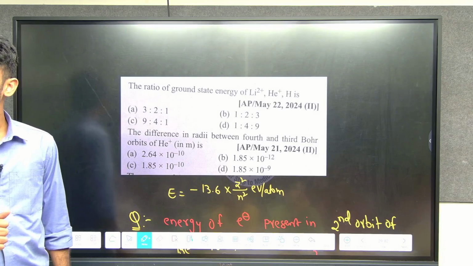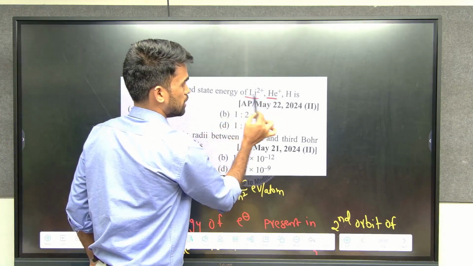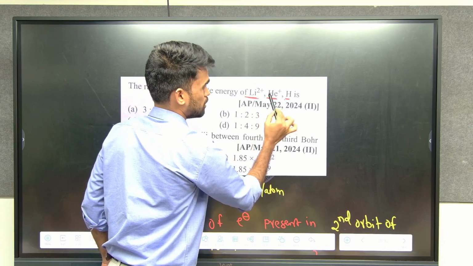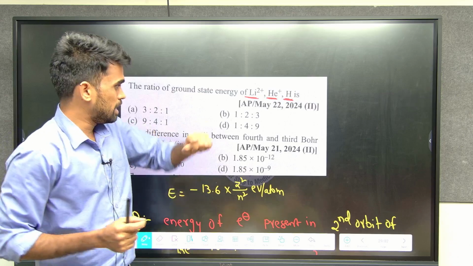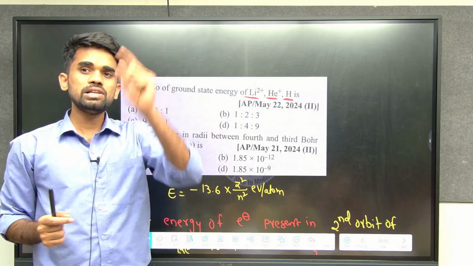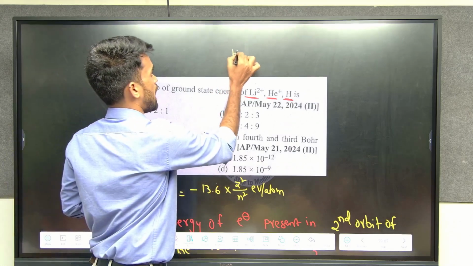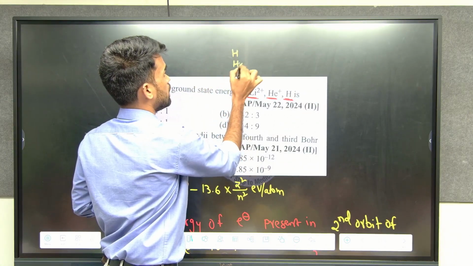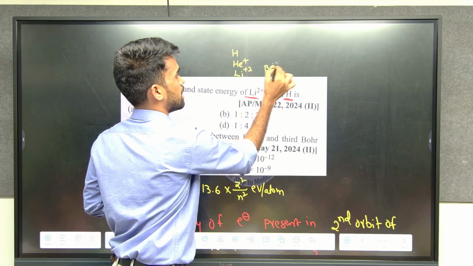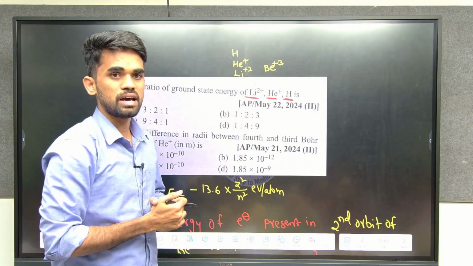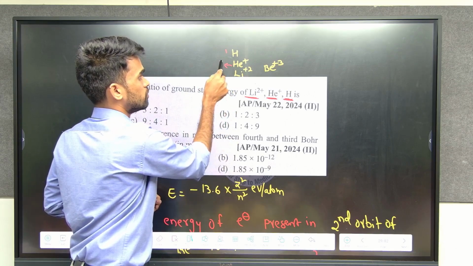Ratio of helium plus 2, lithium plus 2, helium plus, and hydrogen. Have you observed one thing? Till now, all the systems we discussed have only one electron, like the hydrogen atom, helium ion, lithium plus 2 ion, or beryllium plus 3 ion. How many electrons do they have? One electron only.